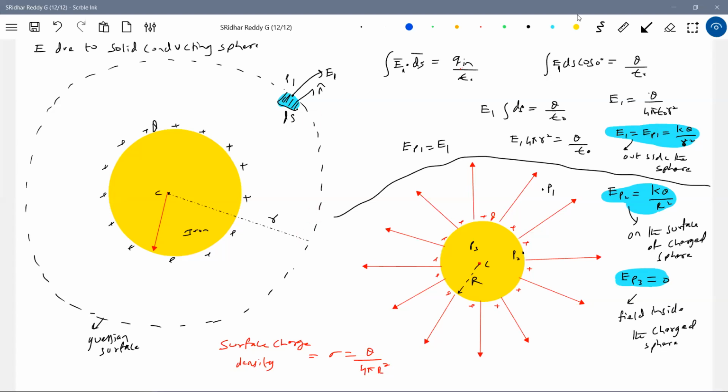So if you stand at the Gaussian surface, though it's a charged sphere where charge is present only on the surface, it will be equivalent to a point charge kept at the center of the Gaussian surface. That's what this equation is concluding.